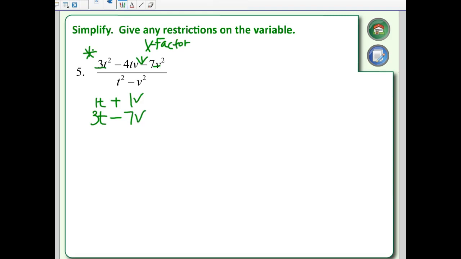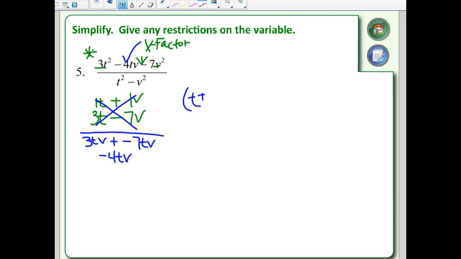Okay, every good algebra student uses X factor to check the middle. So 1 times -7 is -7tv. And then 1 times 3t is 3tv. And if I put those together, hey, guess what? We have chosen wisely, the middle checks. So that means my numerator is t plus v, and then 3t minus 7v. So we factored the numerator by using X factor.